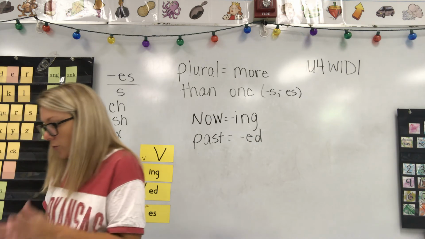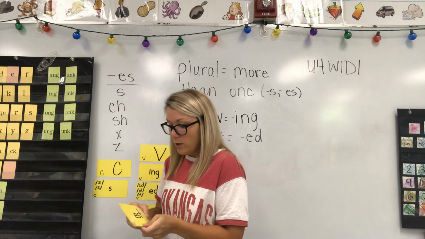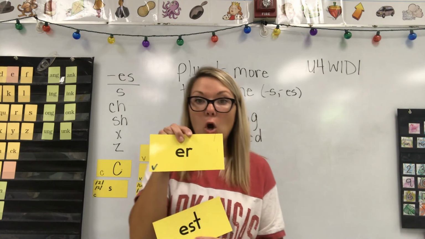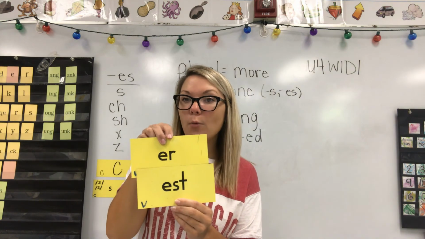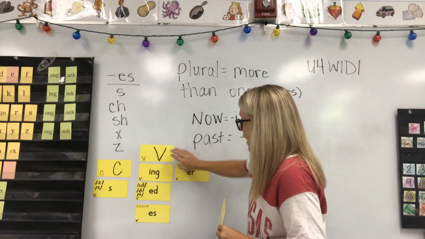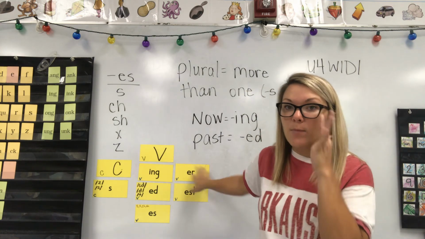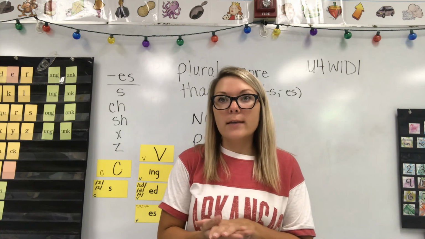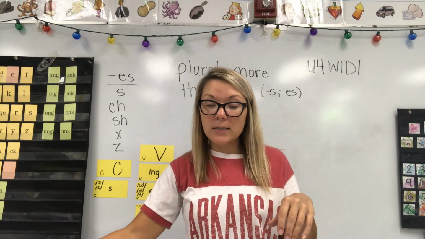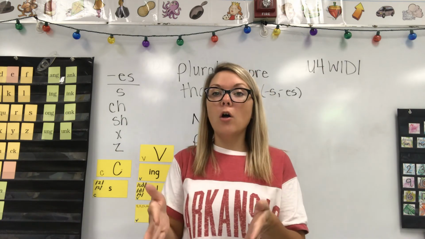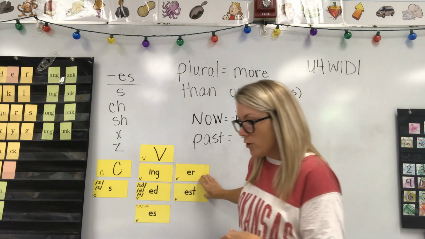All right, so there's two more we're going to look at for today. We're going to look at ER and EST. Okay, both of these start with an E, which is a vowel, so they're both going to be vowel suffixes. Okay, so when we use ER and EST, that means we're comparing something. Okay, so we can have small, smaller, smallest. Okay, tall, taller, tallest. Okay, so we are comparing two or more things.